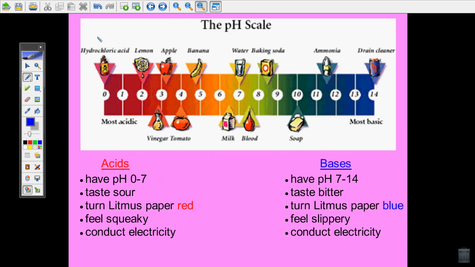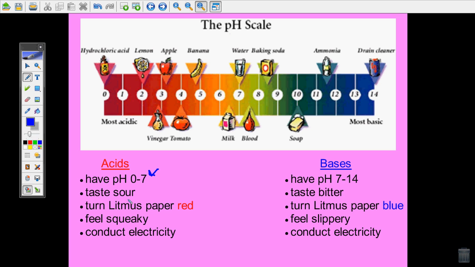Alright, this is the pH scale. It would be very helpful if y'all would draw this with the examples, because you're going to have to do it a couple of times, and it'll be helpful to have these examples here. So acids, these are all the characteristics of acids that y'all need to know. They have a pH from 0 to 7. 7 is neutral, don't forget.